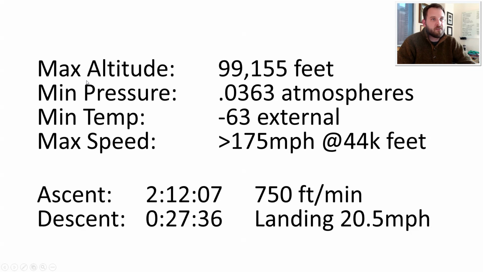So this is sort of our final statistics. This is what we got out of the balloon. Maximum altitude 99,000 feet. We were above 99.97% of the atmosphere. Minimum temperature, I guess the maximum cold that we got was minus 63 degrees Fahrenheit, and we reached over 175 miles per hour at 44,000 feet.